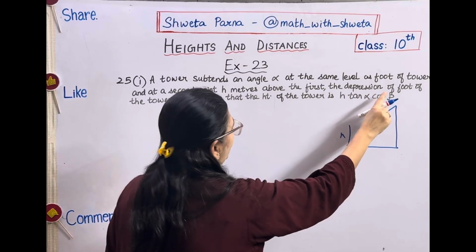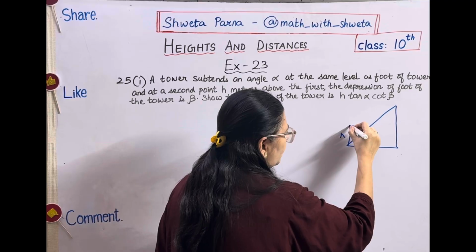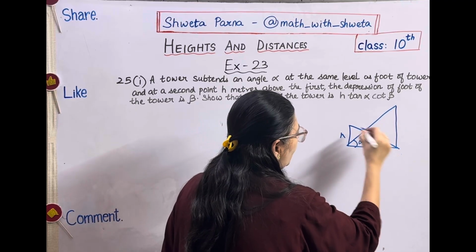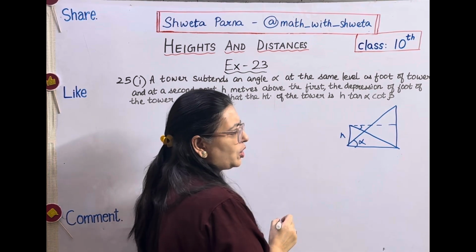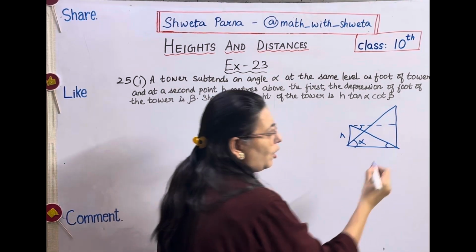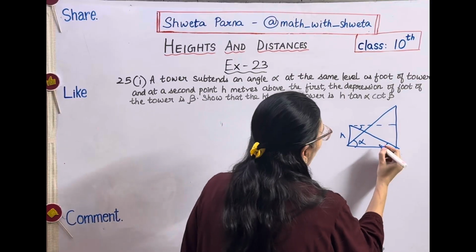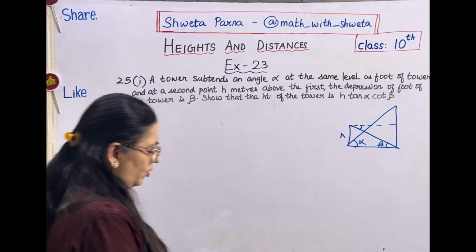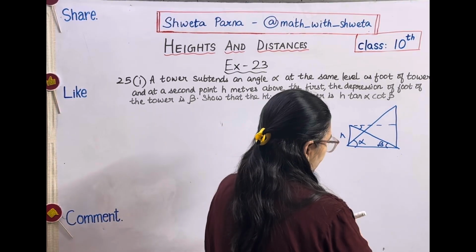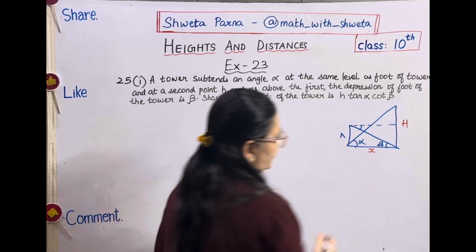Okay. The depression of the foot of the tower. So if this is a tower, so the depression would be going downwards. Why? Because you are going to make the angle of depression like this. So you know that angle of depression is equal to angle of elevation. So this becomes beta. Okay. Now let's take this height, tower height as h and this as x.